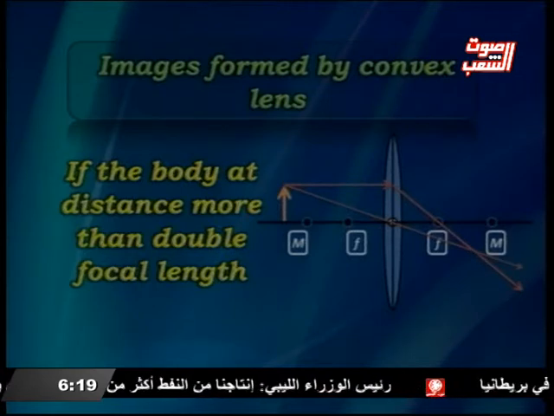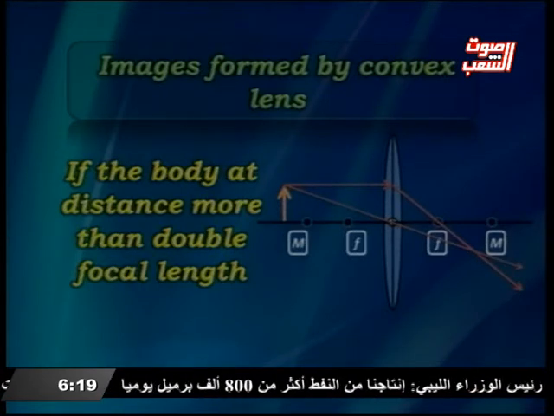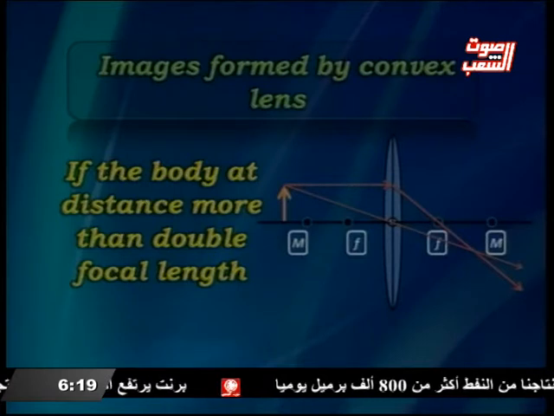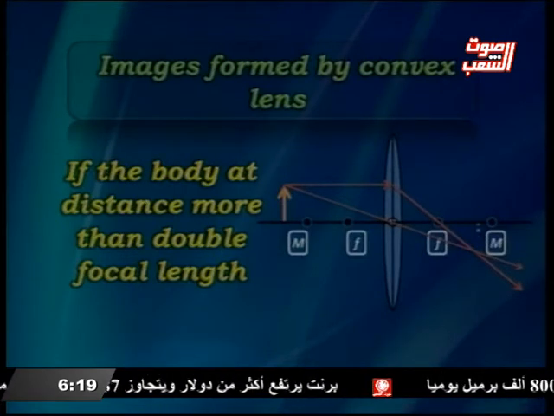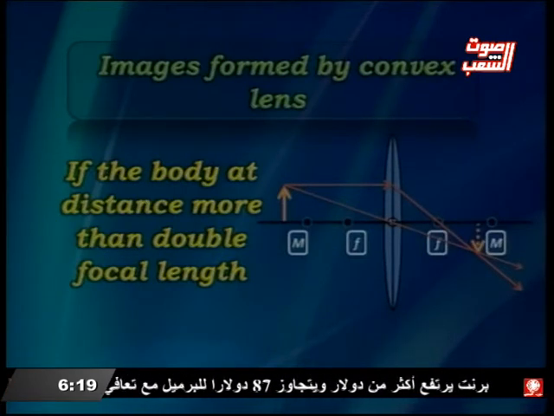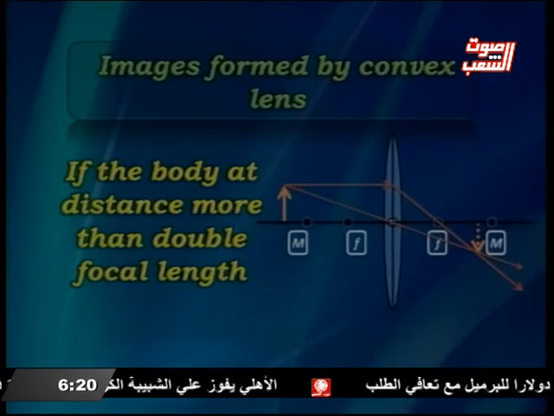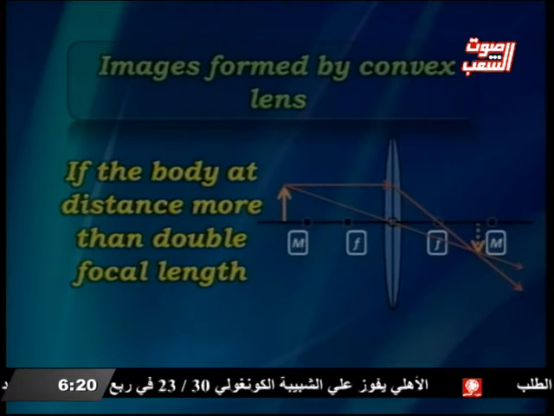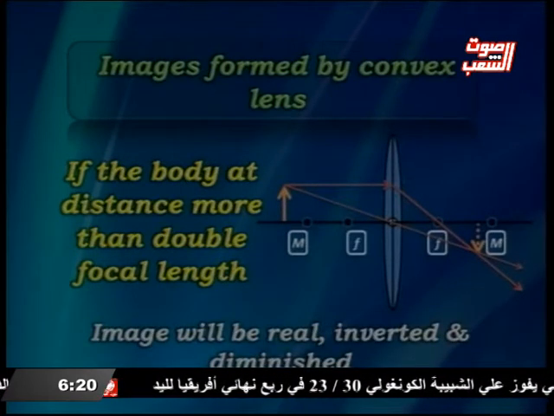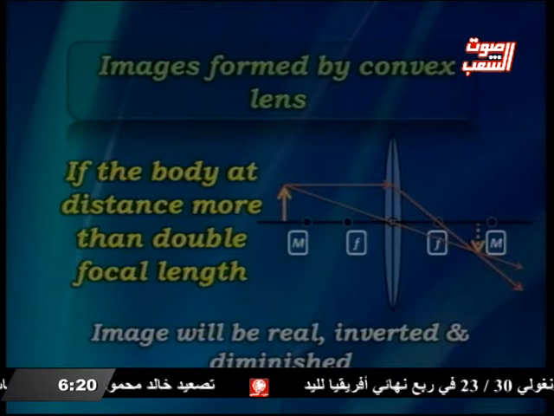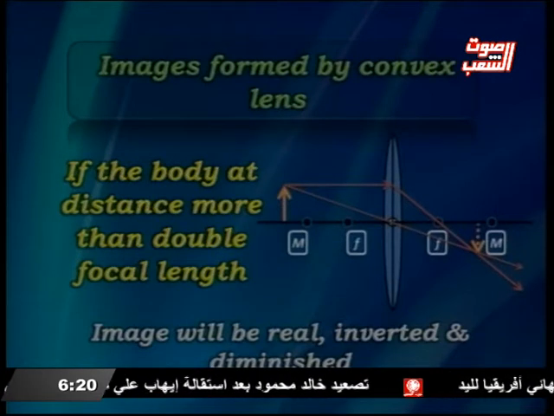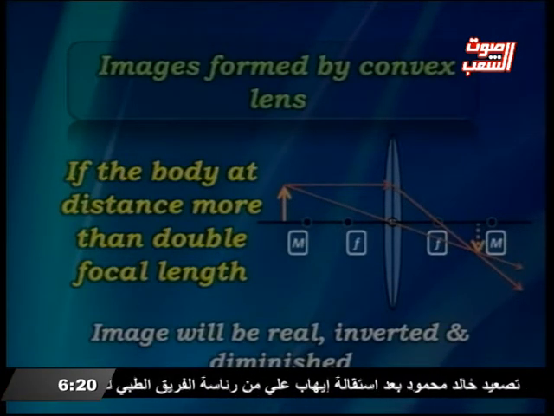So here we have an intersected point, like the concave mirror. So this point is what? It is the collection of the head of this image of the body. So this image will be real, inverted, and diminished. What is meant by diminished? It means smaller than the body.